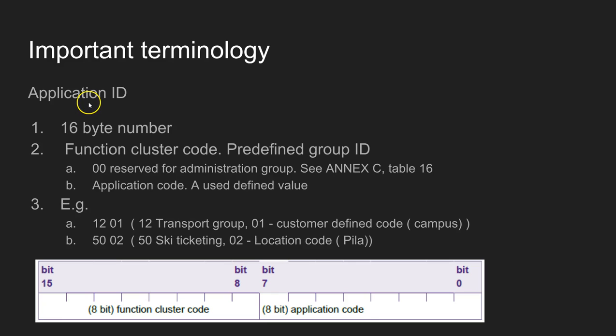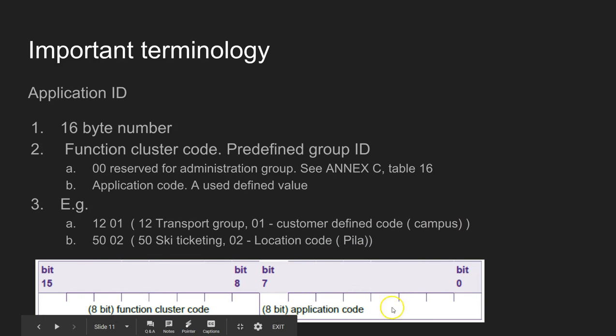The other thing you need to be aware of is called application ID. This is what the MAD format, MAD structure is used for. So this is a 16-bit number which has got two parts: the function cluster code, which is a predefined group ID, and what's called the application code, which is user defined. So this is the structure, as you can see here.